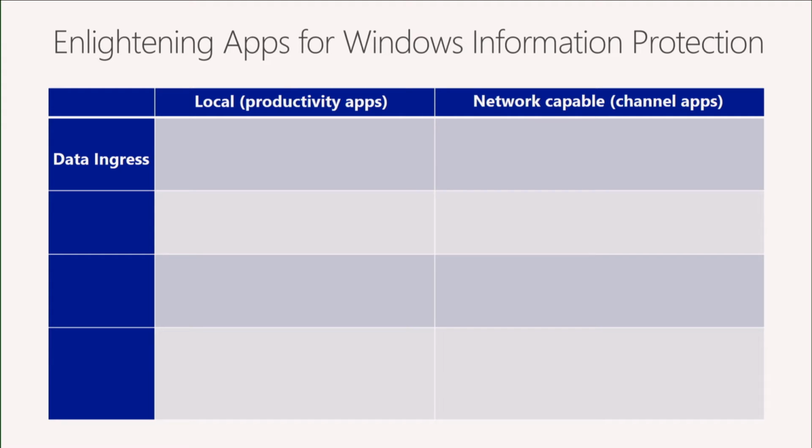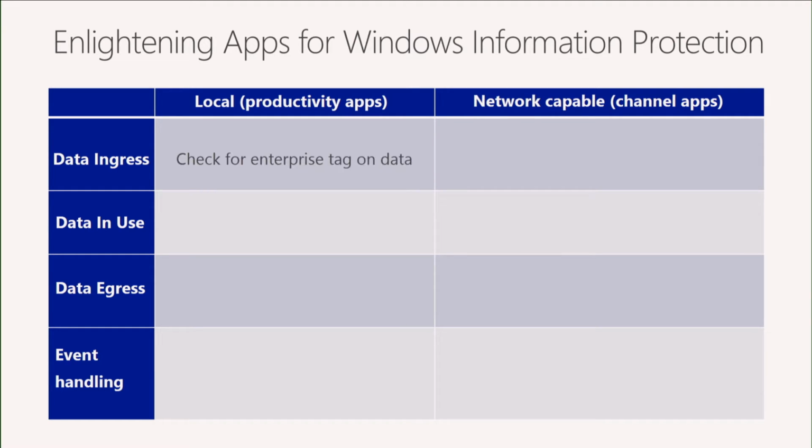And then there are the flows that we talked about. When data comes in, when data is in use, when data goes out, and events in the life cycle, including revoke. When data comes in, you check the enterprise tag on your data. If you have enterprise data, then you set your mode to enterprise. That tells us that we need to enforce policy for your application now. When data leaves, you protect it. And then when revoke occurs, that's when you close anything that's enterprise and clean up whatever is associated with it.